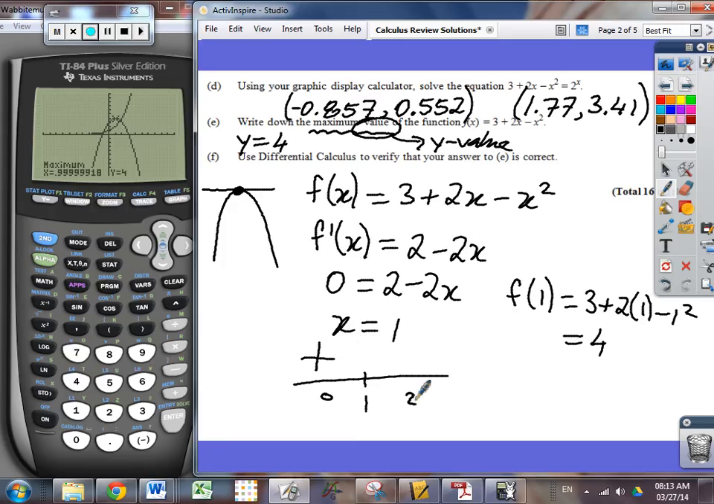If I substitute in a test value on this side of the stationary point, like 2, I get 2 minus 4, that's negative 2, that is a negative value. So clearly our function was positive, it was increasing, and then at the stationary point it was flat, and then over here it was decreasing, demonstrating that (1, 4) is indeed a maximum, and your maximum value then is 4. Let's move on to number 2.